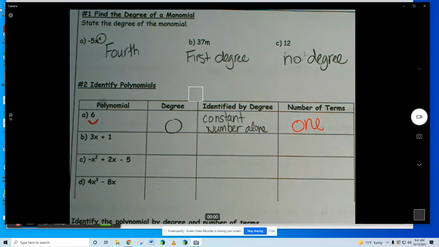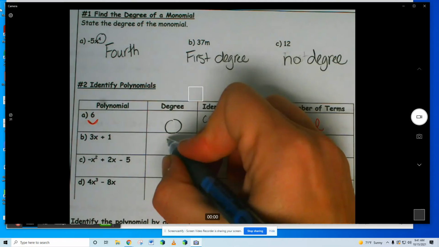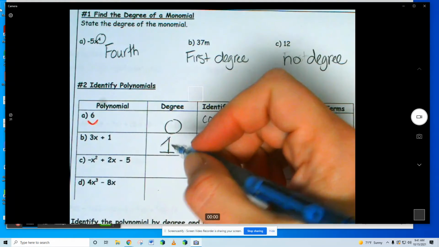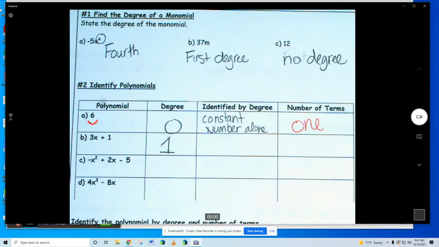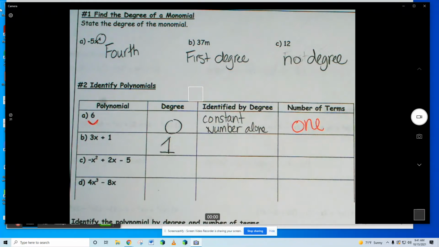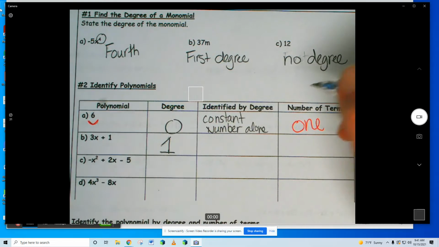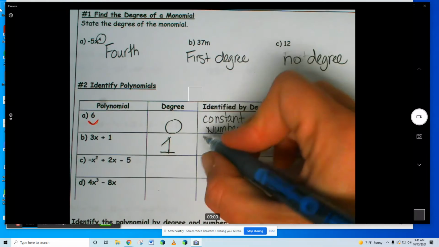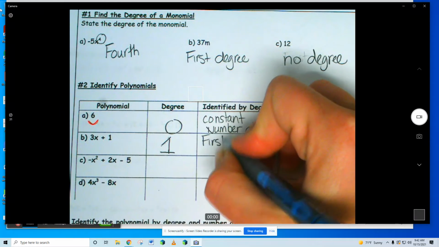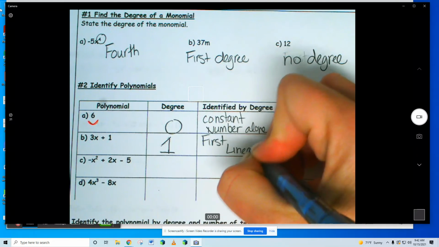Three x plus 1. Look at the x. What does it have? A 1 to the power of 1. First degree. The name based on degree is going to be a linear or first. So I'm going to say first. I'm also going to say linear. If I graphed it, it'd be a straight line.